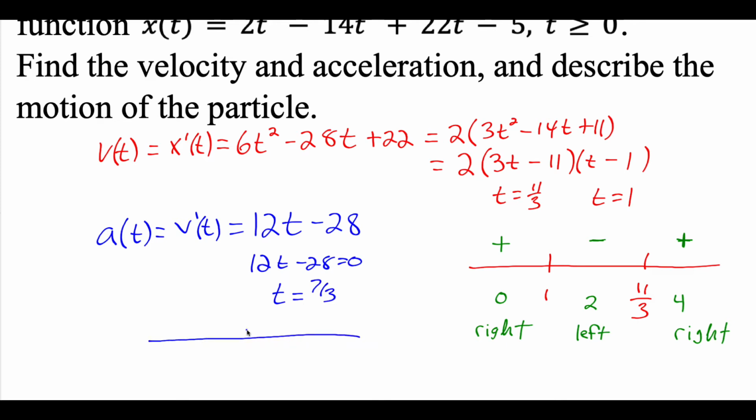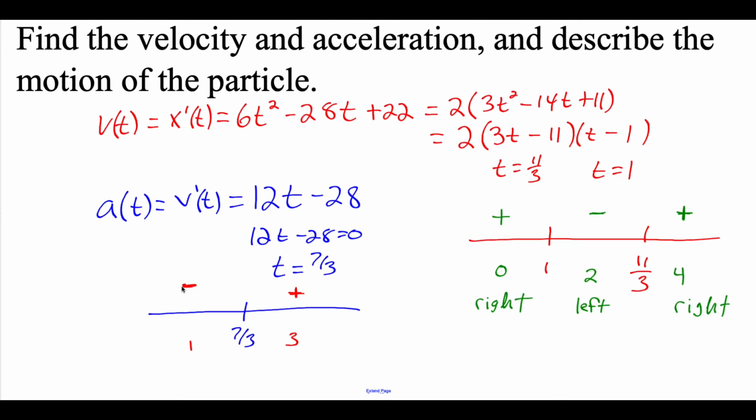So we've got our sign chart, and we're using 7 thirds in the middle here. Well, we want to plug in something that's smaller than 7 thirds, so we could plug in 1. If we plug that into our second derivative here, we get a negative answer. And then if I plug in something to the right of 7 thirds, maybe I plug in 3. Plugging that in, we get a positive answer for that second derivative.